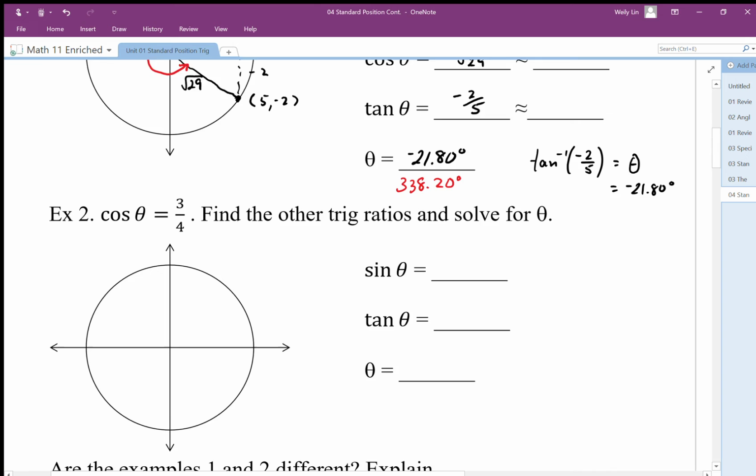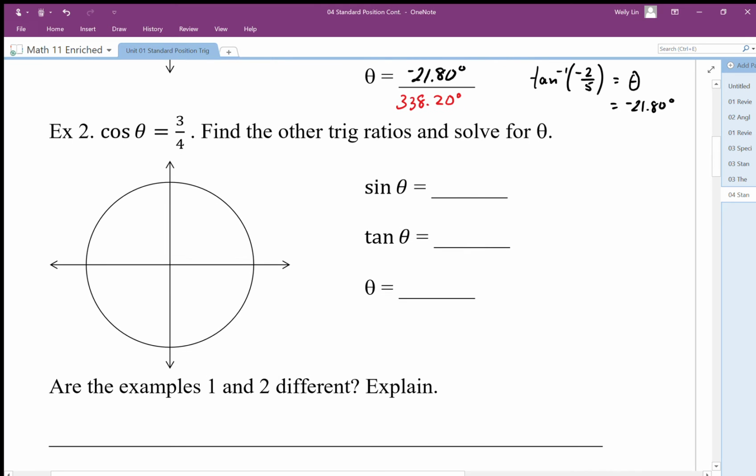Okay, so here is another problem where we're given the cos ratio is 3 over 4, and we need to find the other trig ratios. Since we're given the cos ratio in exact values, we have two sides of this triangle. So I'm going to draw this in. The cos goes with x. So my x to my radius, I'm going to say is 3 to 4.